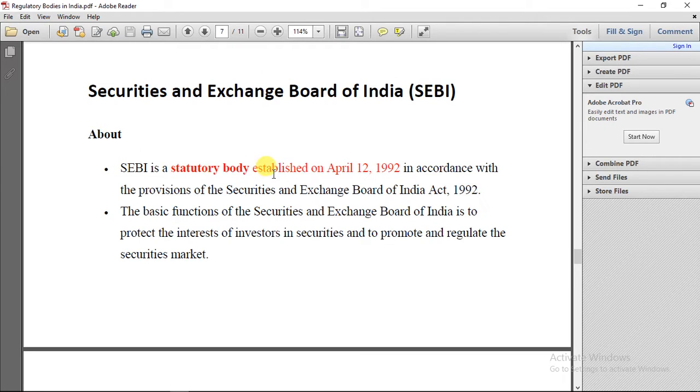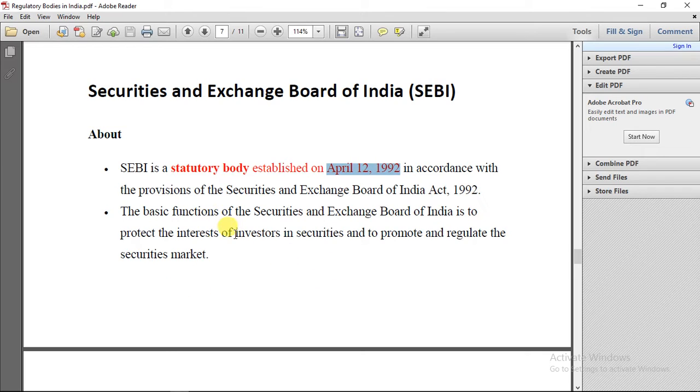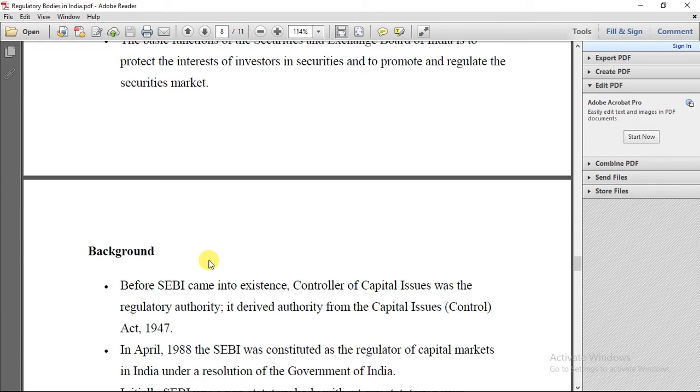SEBI is a statutory body established on April 12, 1992 in accordance with the provisions of the Securities and Exchange Board of India Act 1992. The basic functions of SEBI are to protect the interests of investors in securities and to promote and regulate the securities market. So this is a different domain. Here SEBI has to take care of the investors in the securities market, and they have to develop and control, not only control, but they have to promote and regulate the securities market.